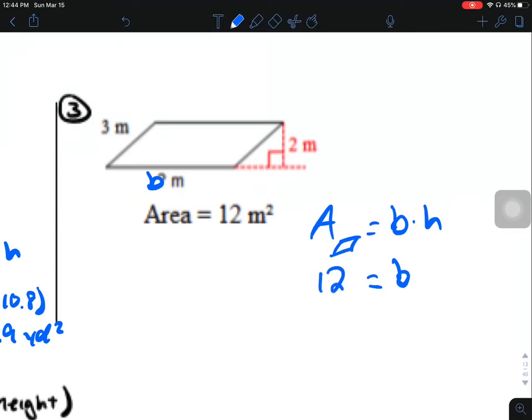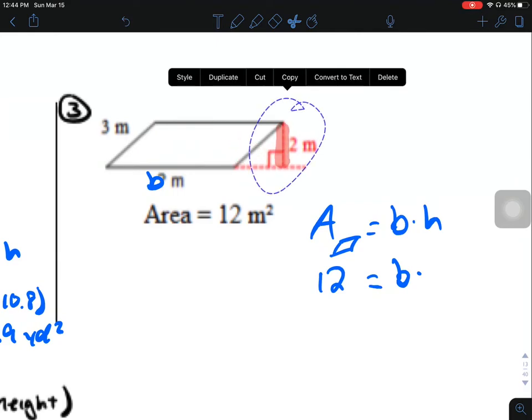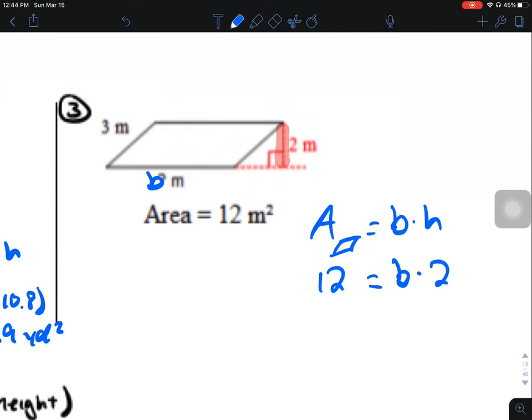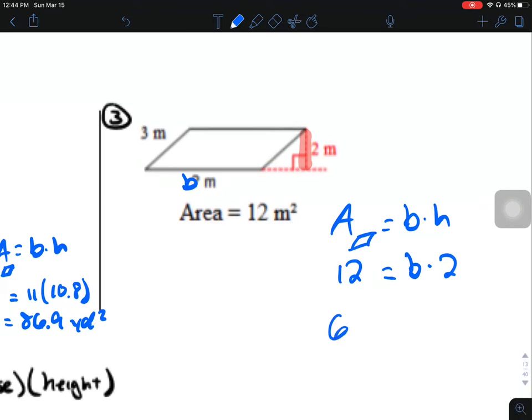The area, we do know. The height, we know. Keep in mind that the height, which is 2, is perpendicular to the base. And in this case, this height isn't even in the picture, but it's still the height. No matter where you put it, it's perpendicular to the base. If you divide both sides by 2, you're going to get the base is 6 meters.